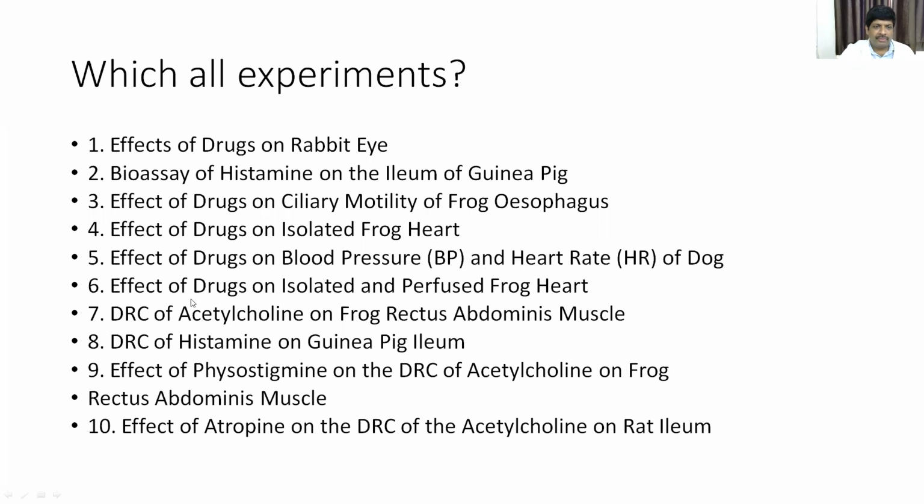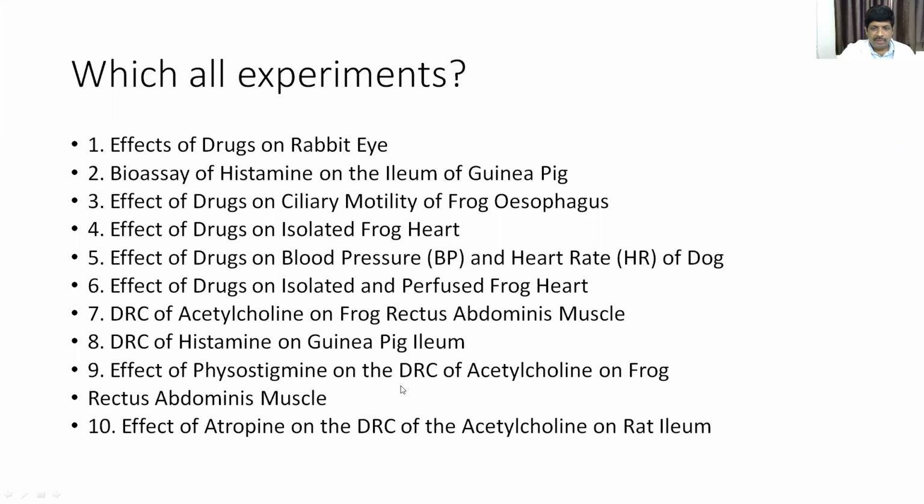Then the effect of drug on isolated and perfused heart, frog heart. Then DRC of acetylcholine on frog rectus abdominis muscle. This also will be taken. This Dr. Sarita will be taking this topic. Then DRC of histamine on guinea pig ileum. So this is also DRC. This is also DRC, but the drugs are changed, and you will see. You will find out then that the graph which you get is different from this.